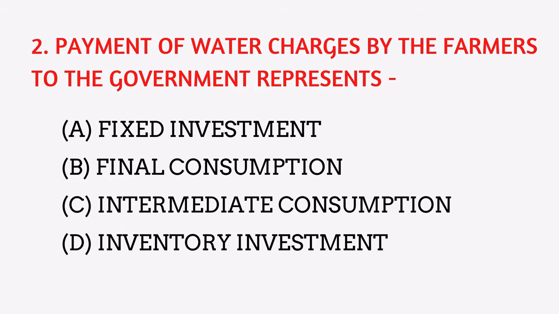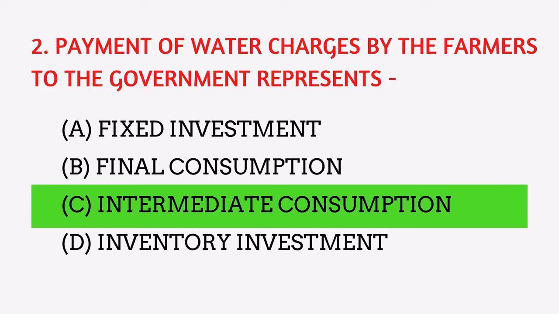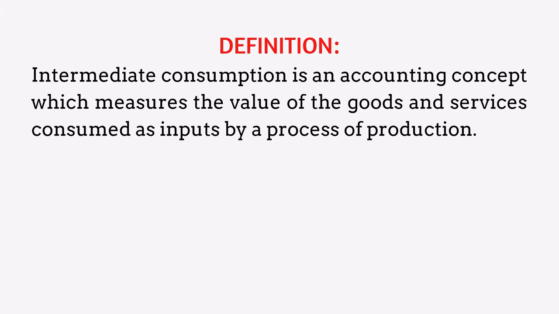Payment of water charges by the farmers to the government represents... The answer is intermediate consumption. Intermediate consumption is an accounting concept which measures the value of the goods and services consumed as inputs by the process of production.